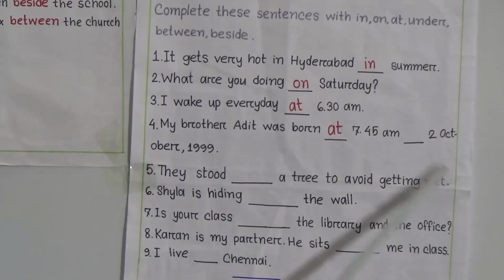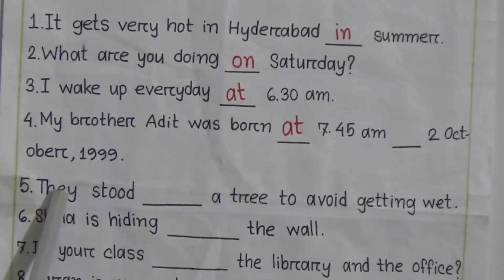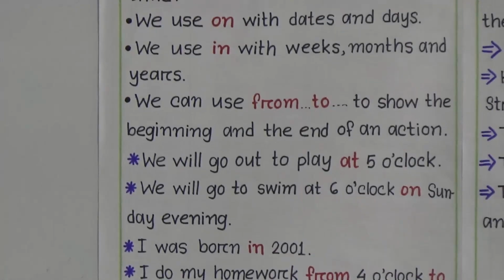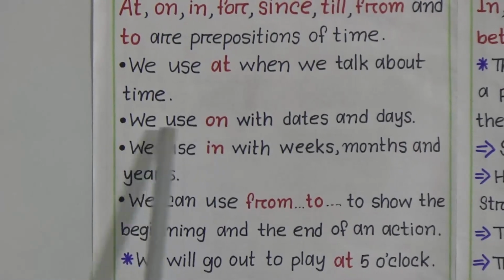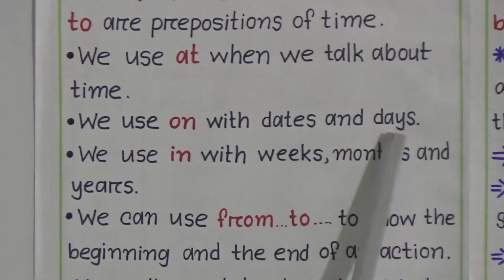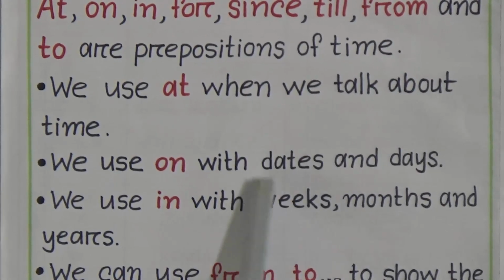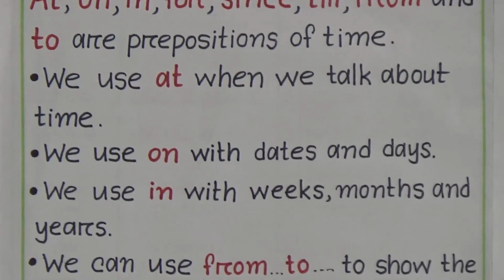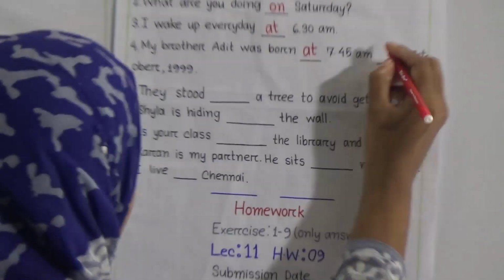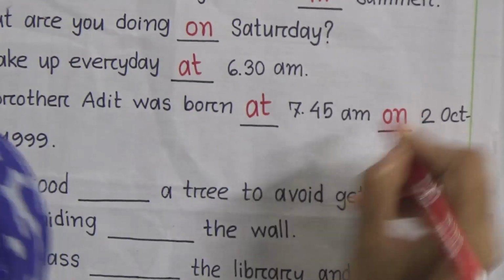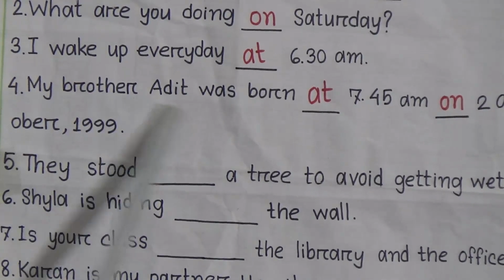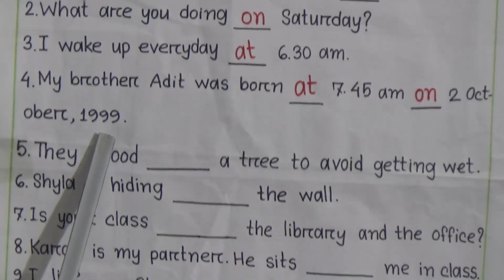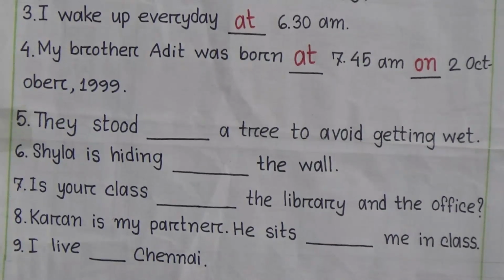Okay, this is a date. 2nd October. So before date we have to use, can you guess what will be in the gap? Okay, come here. We use on with dates and days. So date, 2nd October is a date, and before date we have to use preposition on. So in the gap I am writing on. My brother Adit was born at 7:45 a.m. on 2nd October 1999.